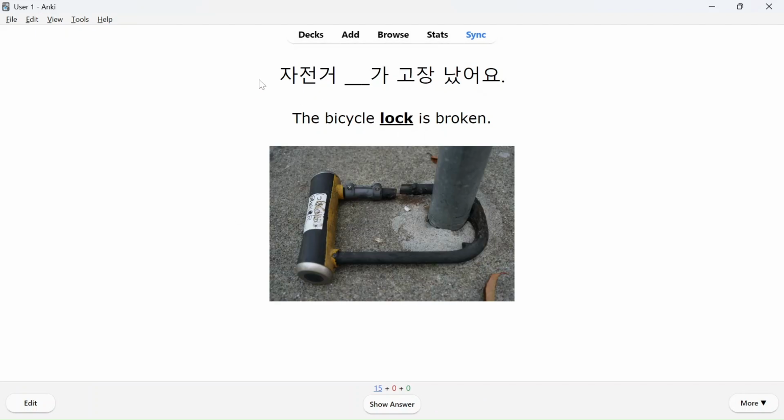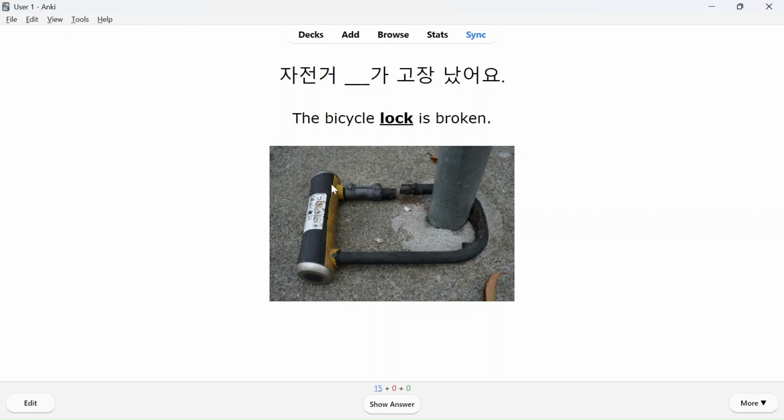So this is the first card type. We see that there's a Korean sentence with a blank area. And it's your job to know what goes inside of that blank area. Underneath that, we have an English translation sentence. The bicycle lock is broken. And lock is bolded and underlined. And this means that you have to know the Korean word for lock, which goes over here.